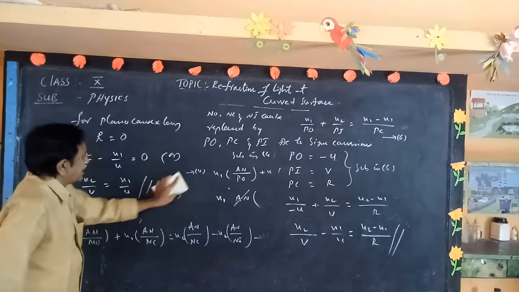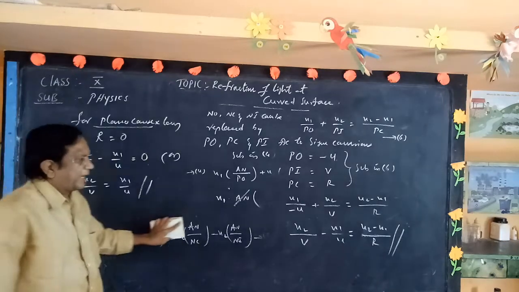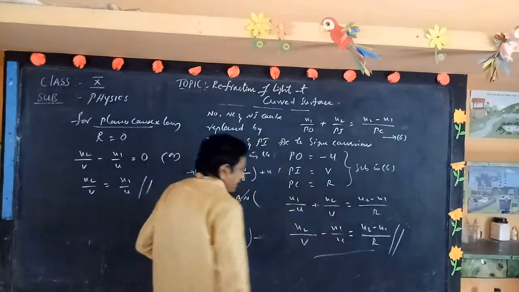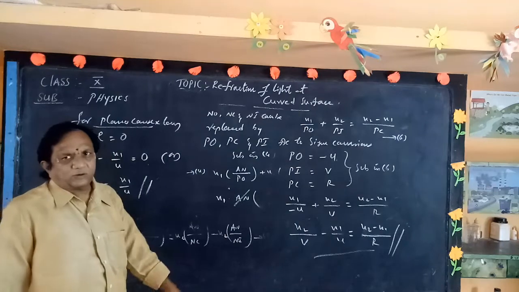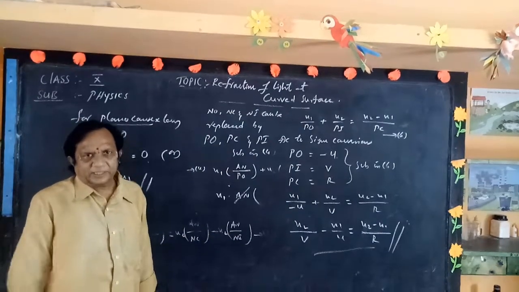Like that also have to consider in case of plano convex, or otherwise if it is not plane, we can apply this equation. n2 by V minus n1 by u is equal to n2... continued in next class.